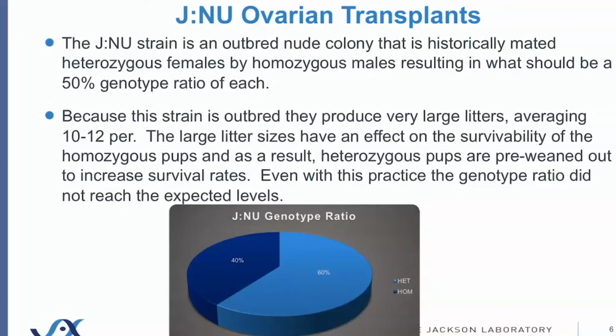So what we did in the colony management is to put in a process that we would pre-wean out, prior to wean age, heterozygous to reduce the litter size to be able to increase the survival rates of the homozygous mice. Even with that practice, the genotype ratio didn't reach the expected results, and we were seeing about 40% homs and 60% hets. Because of this decrease in genotype ratio, we have to have more breeders on the shelf to be able to hit our goals.